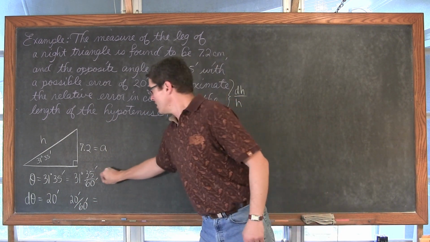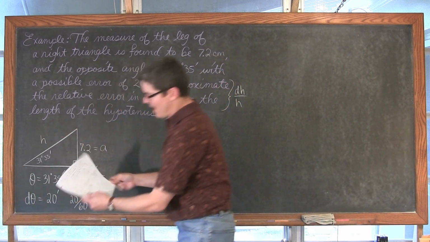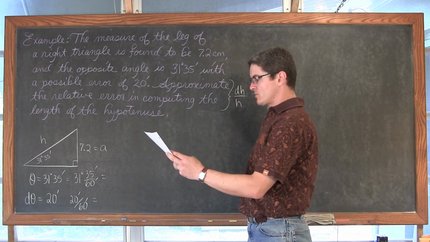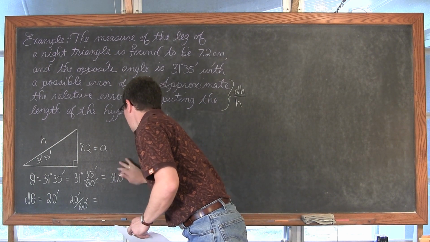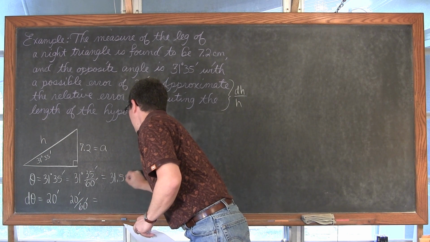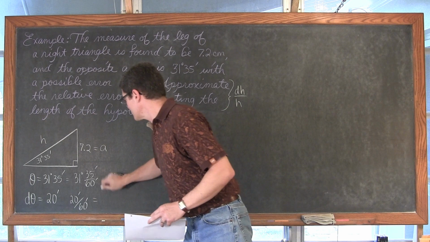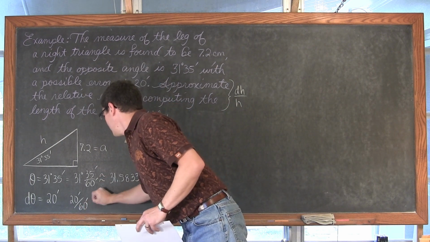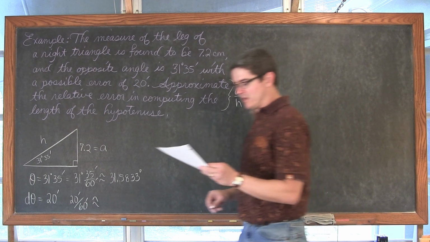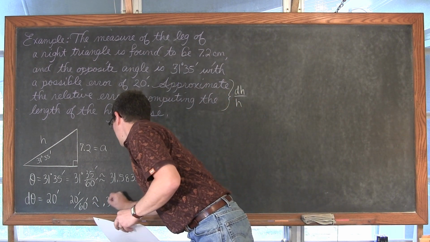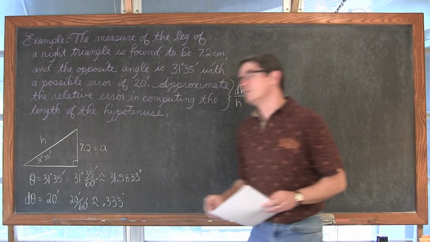So these are going to come out to be, right off the top of my head, voila, 31.5 and 833 degrees approximately. So let's lose that. And our d theta value is equal to approximately 0.33, well, carry out as many threes as you like, degrees.